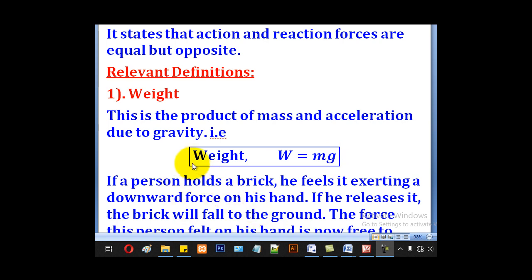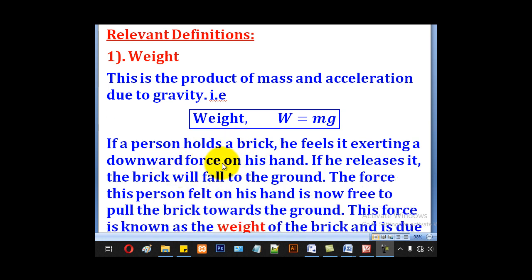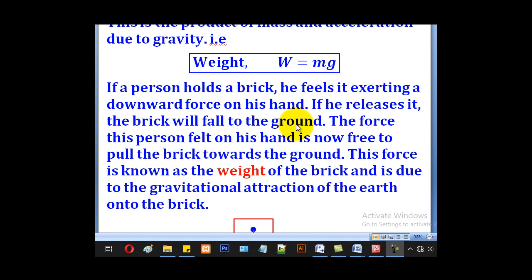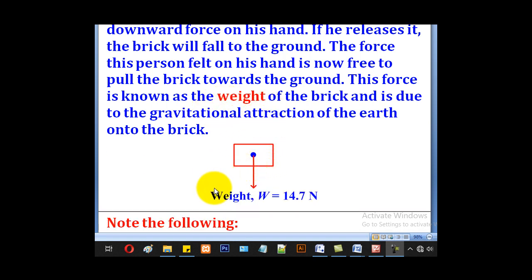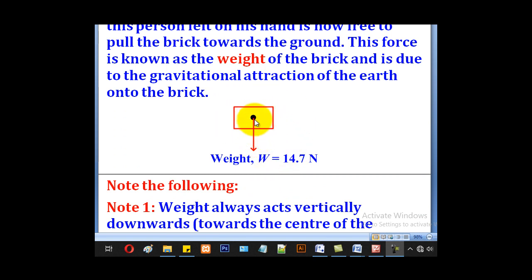per second squared. Now if a person holds a brick, he feels it exerting a downward force on his hand, and if he releases it, the brick will fall to the ground. The force this person felt on his hand is now free to pull the brick towards the ground, and this force is known as the weight of the brick and is due to gravitational attraction of the earth on the brick. So this will be the brick and this will be the weight of the brick. It is acting towards the earth's gravitational attraction.